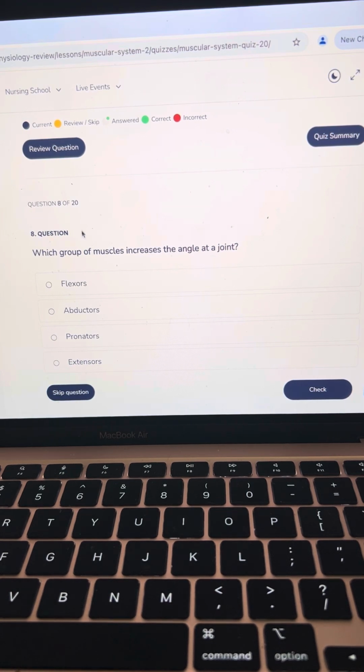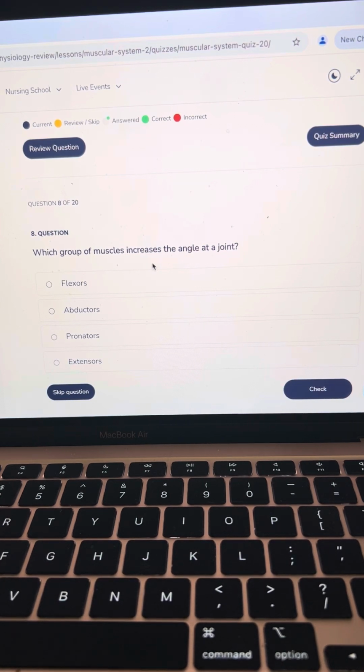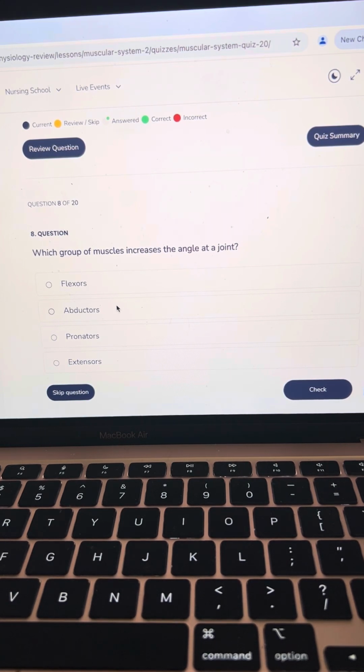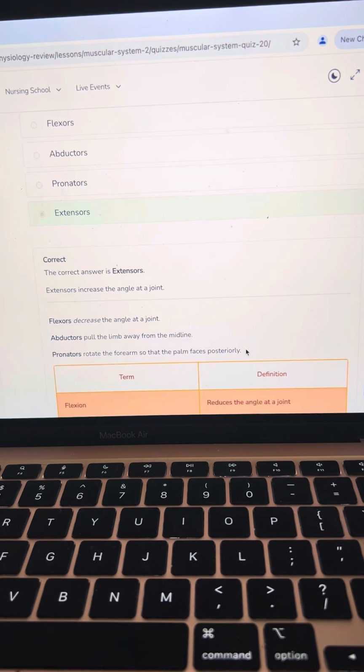Okay, let's move on. Which group of muscle increases the angle at a joint? Is it a flexor? It's gonna increase, right? So we're not bringing it in and flexing our muscles, showing them off, right? Is it an abductor? Is it a pronator? Abductor, pronators, or extensors? It's increasing the angle at a joint, so I'm gonna pick extension, right? All right, there we go.